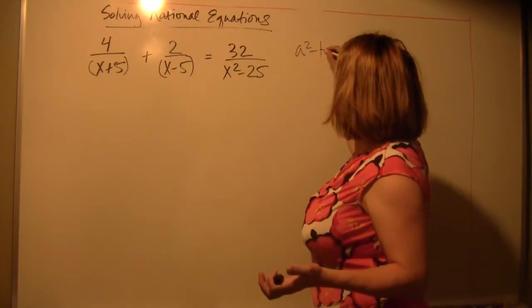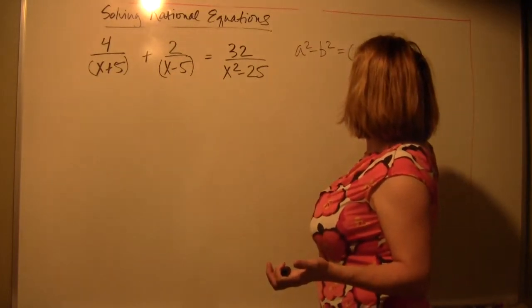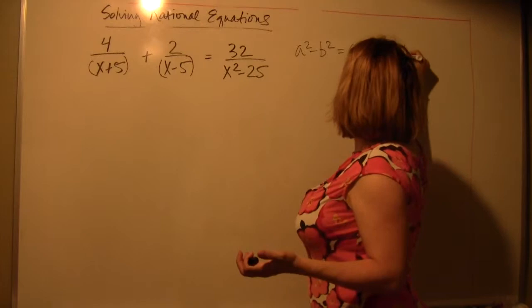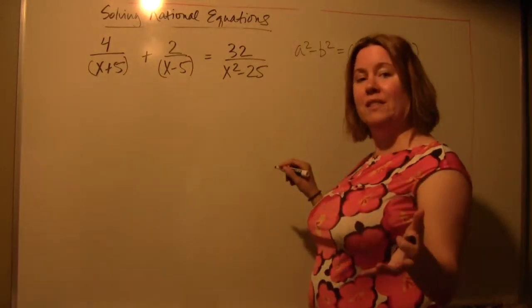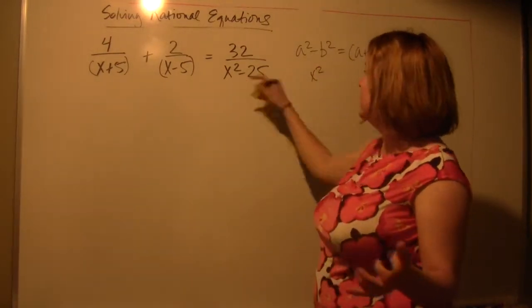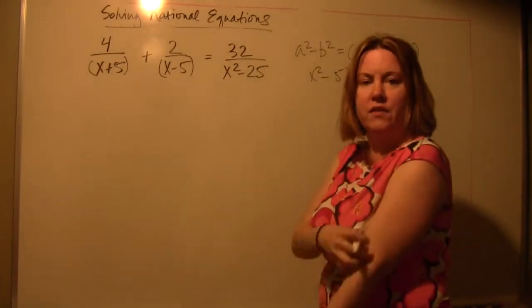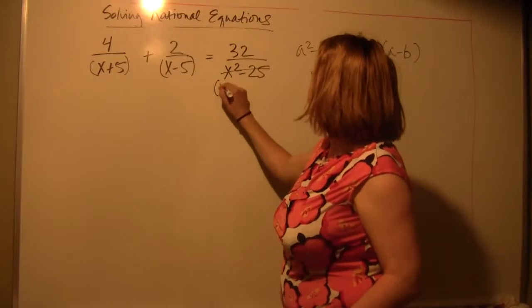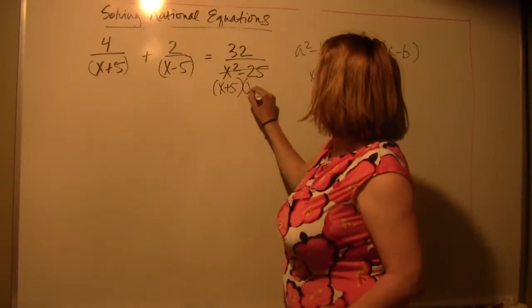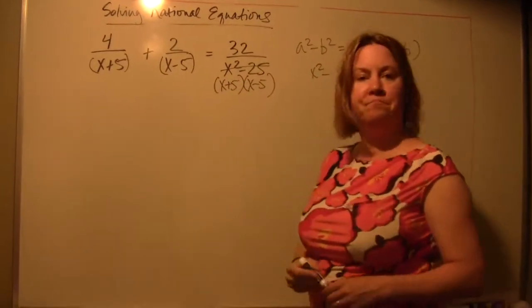So a squared minus b squared equals (a plus b) times (a minus b). So in this case, our x squared minus 25 is x squared minus 5 squared. We rewrite 25 as 5 squared. So we get (x plus 5)(x minus 5).